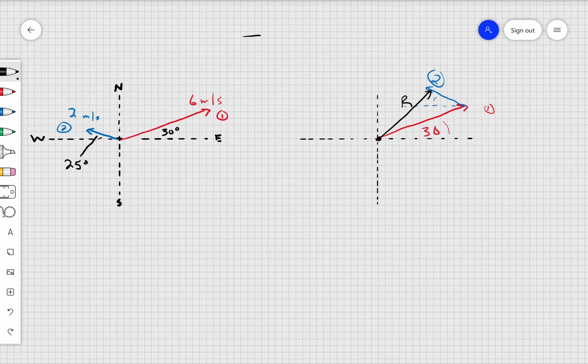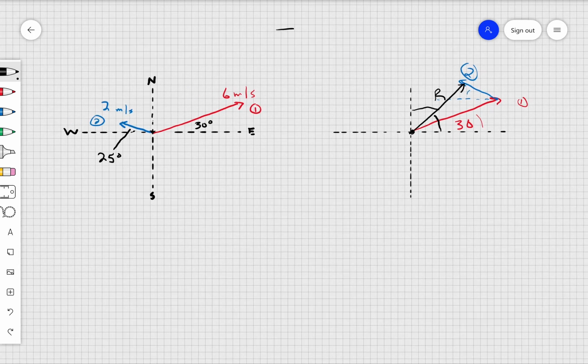We could measure an angle. We could measure this angle and say it's that many degrees to the east of north. We could measure this angle and say that it's that many degrees to the north of east. Either one will be fine. We could measure its length for the magnitude. But that's good for estimating an answer.